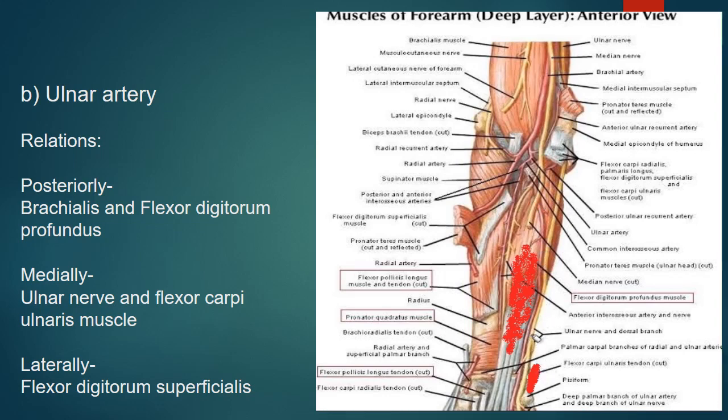On the medial side we have ulnar nerve, flexor carpi ulnaris, and on the lateral side we have this flexor digitorum superficialis muscle. This has also been removed so that the deep relations are easily visible.